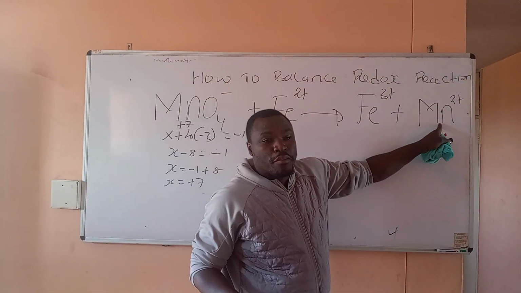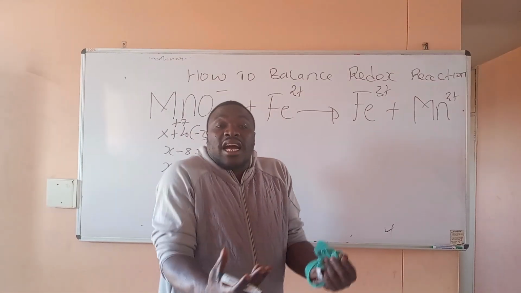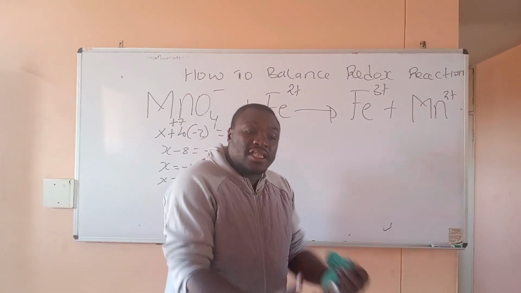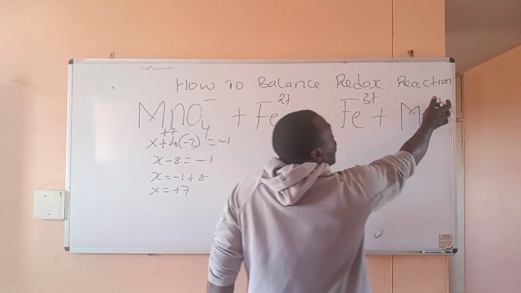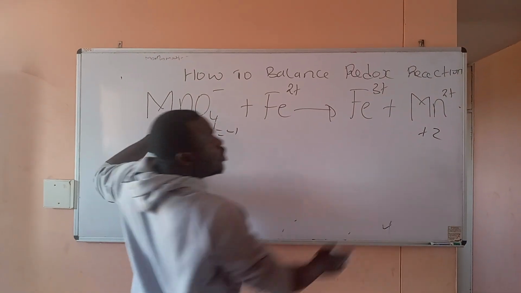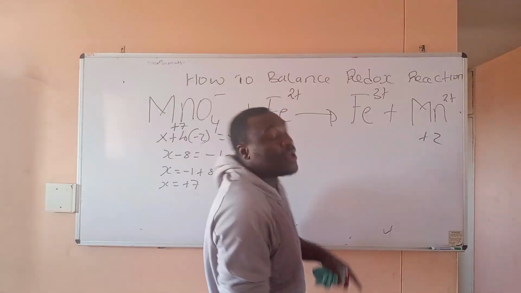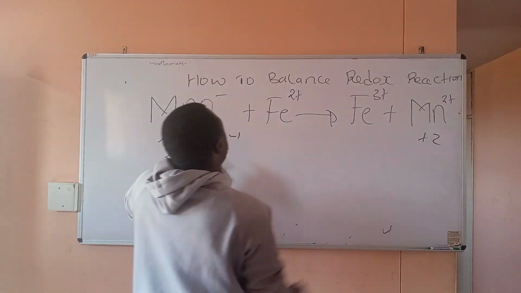Look at the oxidation number for manganese here. For any element that is charged, the oxidation number of that element is the charge of the element. So the oxidation number for this, because it's charged, is +2. So manganese went from +7 to +2. It has been reduced from a bigger number to a smaller number. So manganese has been reduced.